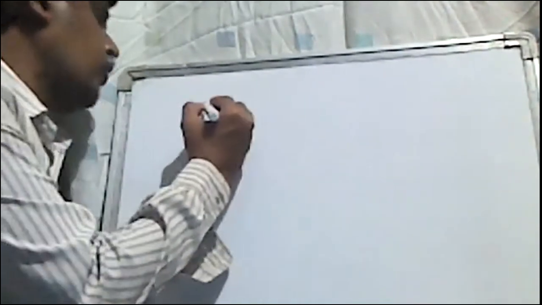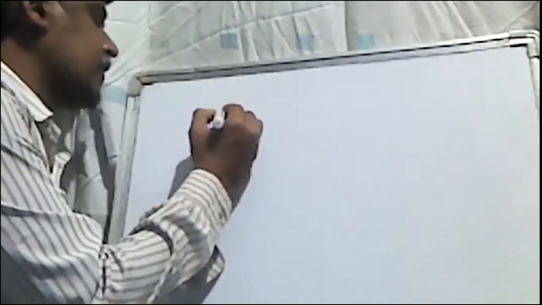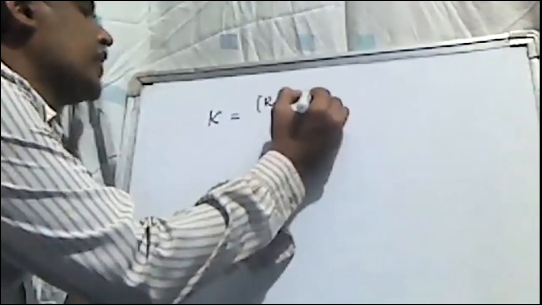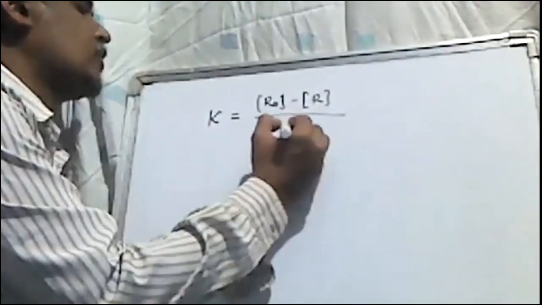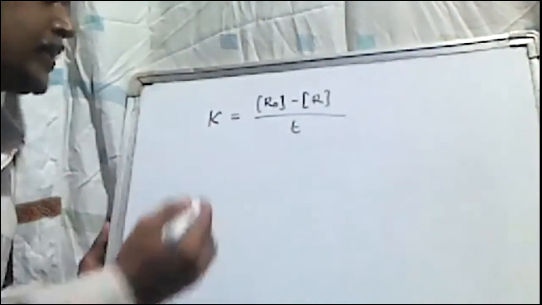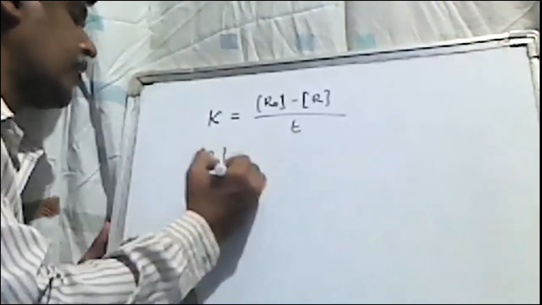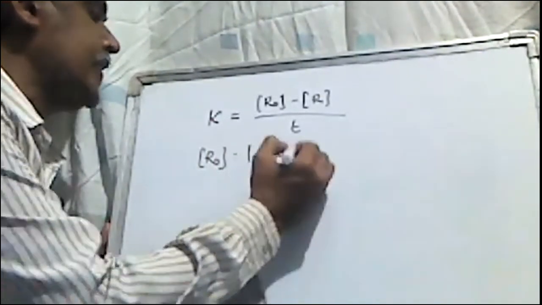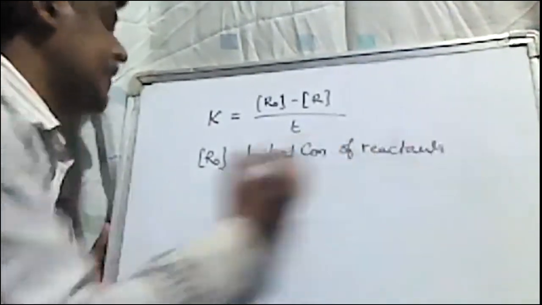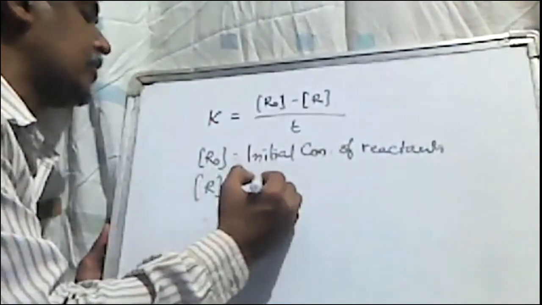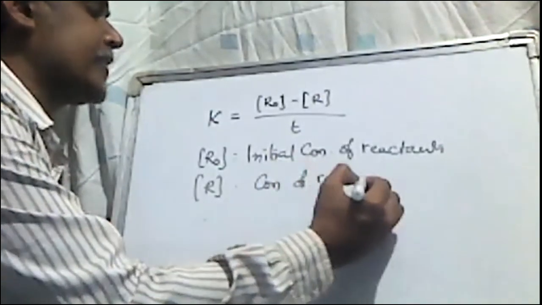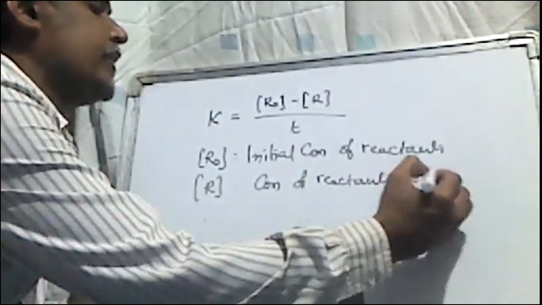In my fourth video, we derived an expression for the rate constant of a zero-order reaction. In that, we assumed a zero-order reaction R gives rise to P, and we assumed that R0 is the initial concentration of reactants, and R is the concentration of reactants after time t.